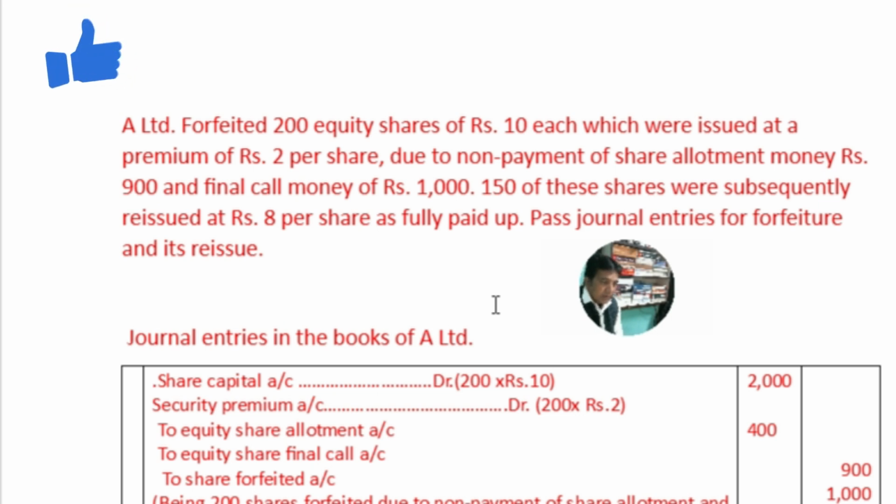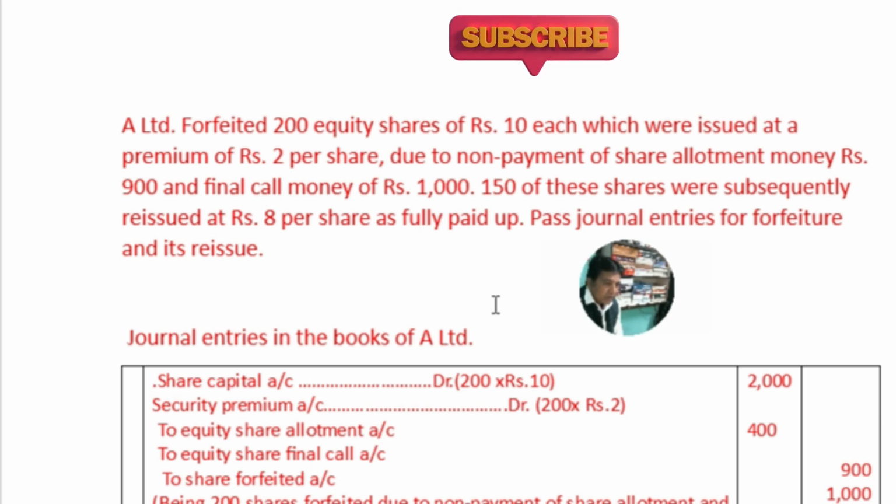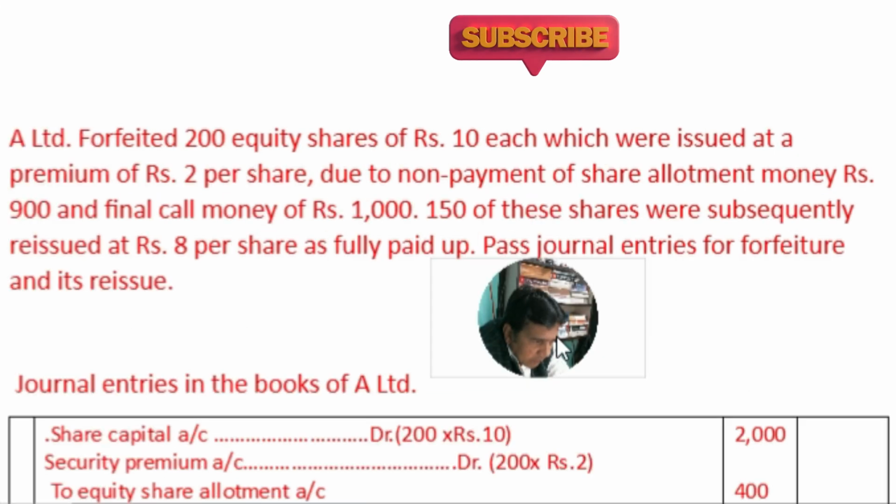In the preceding classes we passed almost 9 journal entries, but in this case you only have to pass 3 journal entries, which are the last 3 from the bottom. A problem containing only 3 journal entries also comes in the examinations, and today I am going to discuss that kind of problem along with its solution.